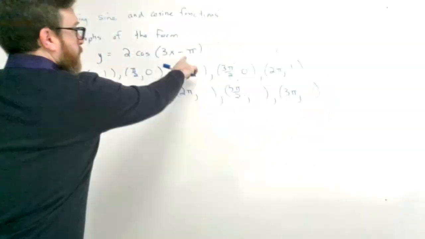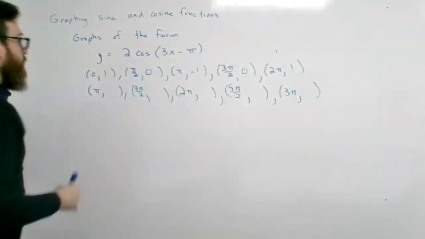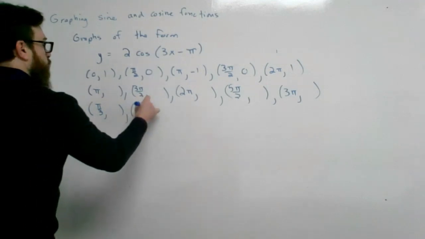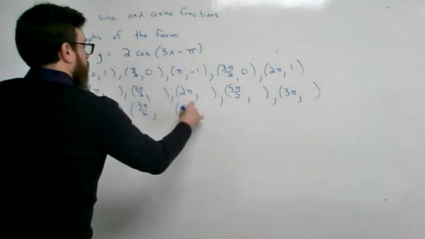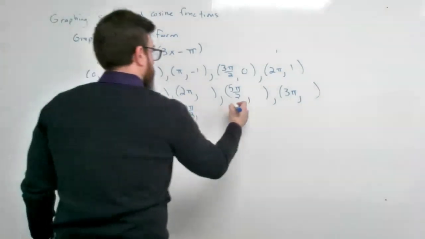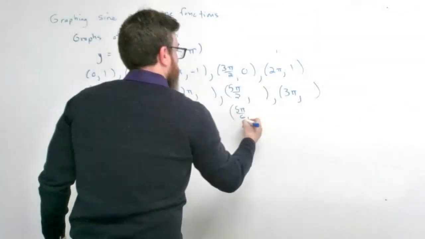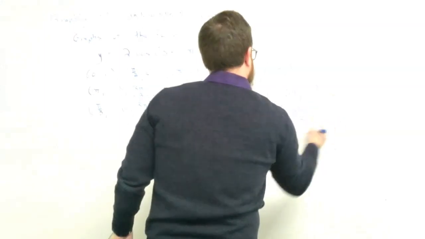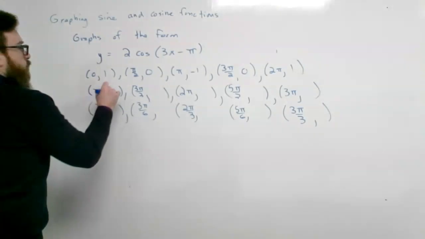So that would take care of that pi. And then I still have to divide by 3. So divided by 3 is going to be pi over 3, pi over 2, 2 pi over 3, 5 pi over 6, and this is going to be 3 pi over 3. Now, we'll leave the y coordinate alone for right now.